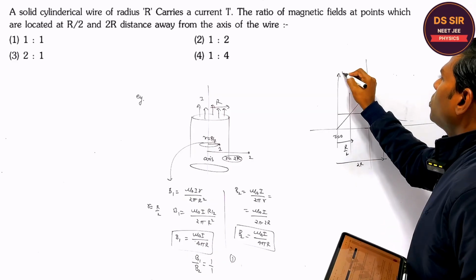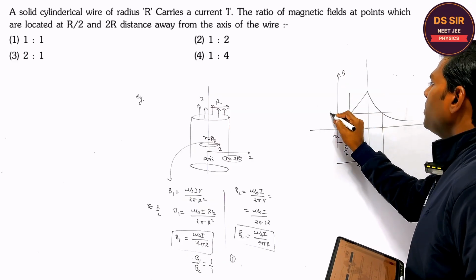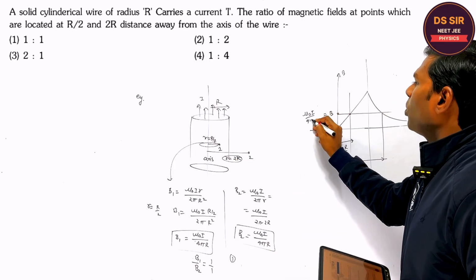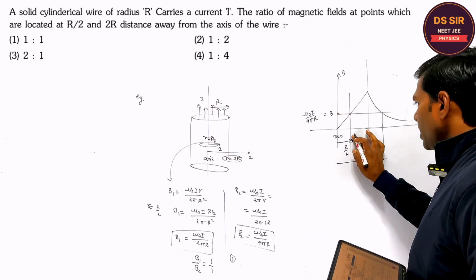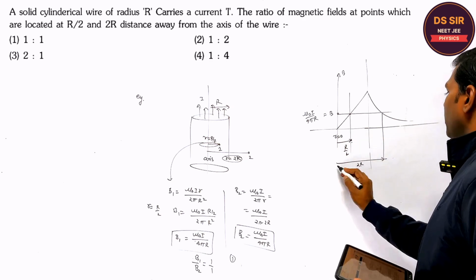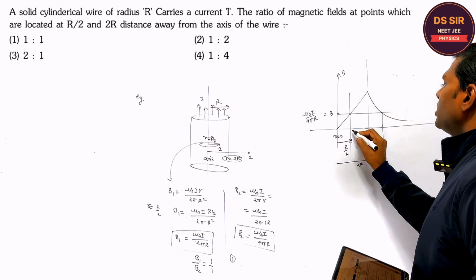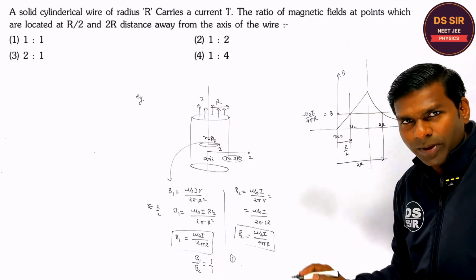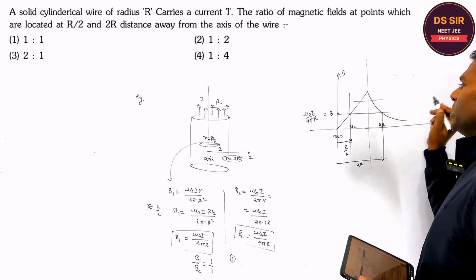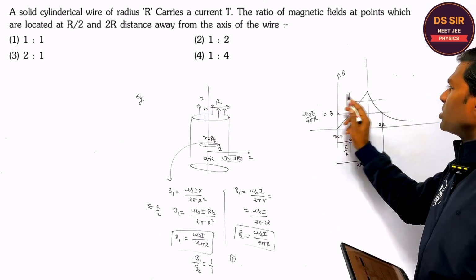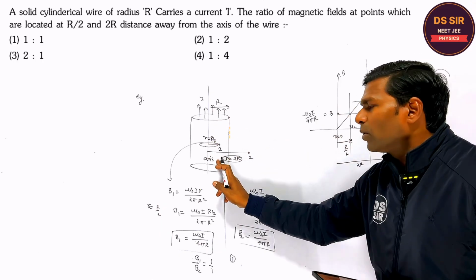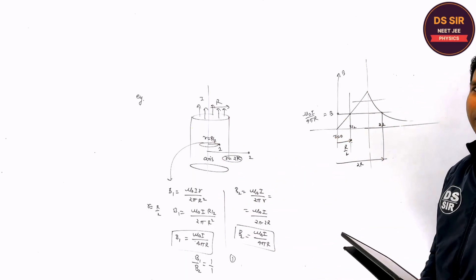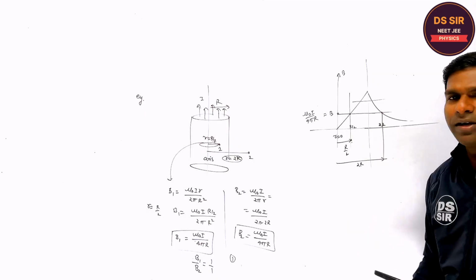If you look at the graph, the same magnetic field, which is equal to mu naught I upon 4 pi r, is the same at distance r by 2 and 2r. Are you getting? This is r by 2 and this is 2r distance. The magnetic fields are the same. It means there will always be 2 points from the axis of rotation, 1 point inside and 1 point outside, where the magnetic field is the same. Keep this remembered in your mind.